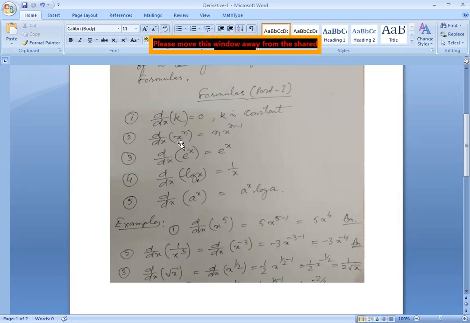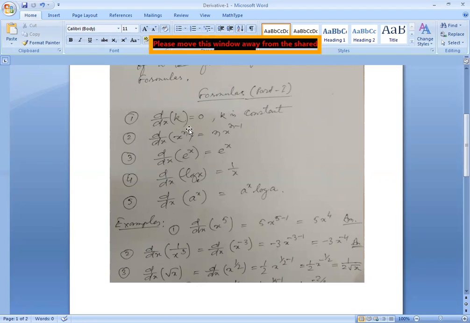And d/dx of x to the power n is equal to n times x to the power n minus 1. This is a very fundamental, widely useful basic formula of differentiation. N means any number. It may be positive, negative, a fraction, rational, or irrational, whatever it is. N is any real number. Then we can apply this formula.